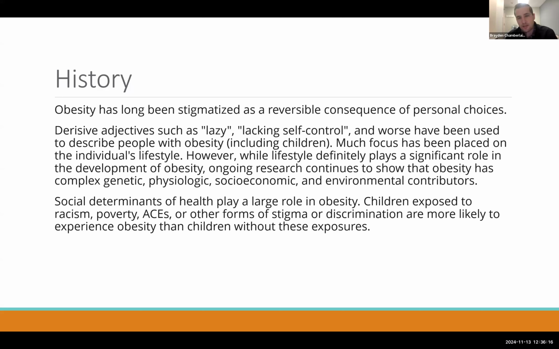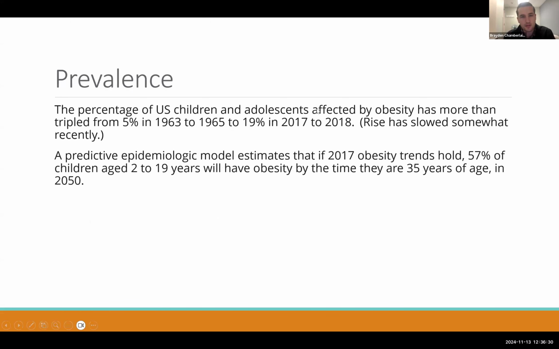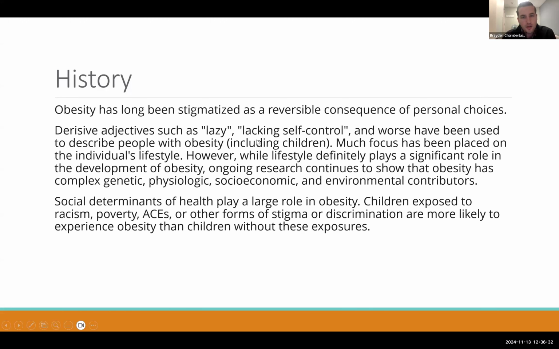Now, while lifestyle definitely plays a significant role in obesity, ongoing research shows that obesity is a complex condition resulting from genetic, physiologic, socioeconomic, and environmental contributors.